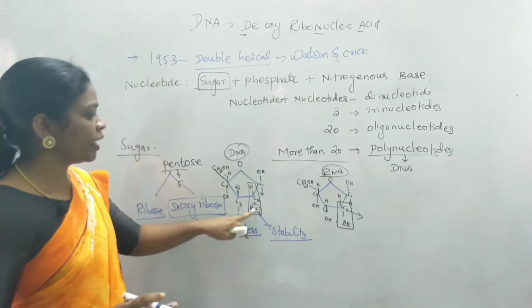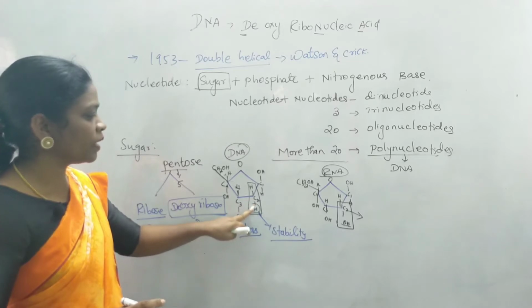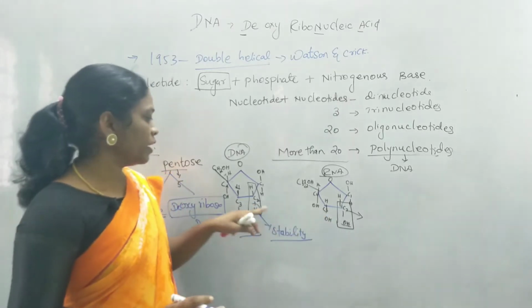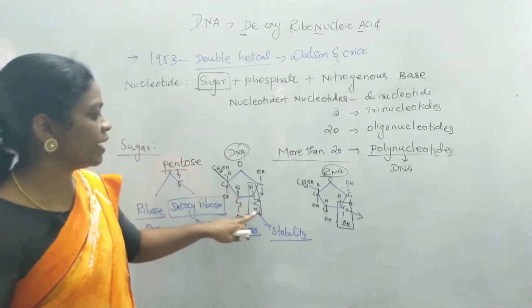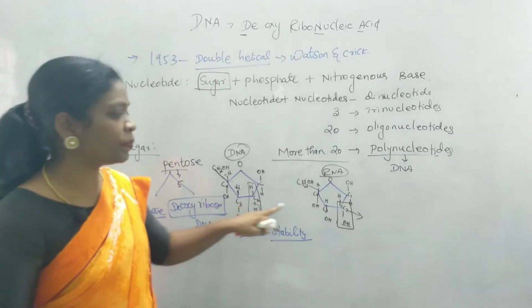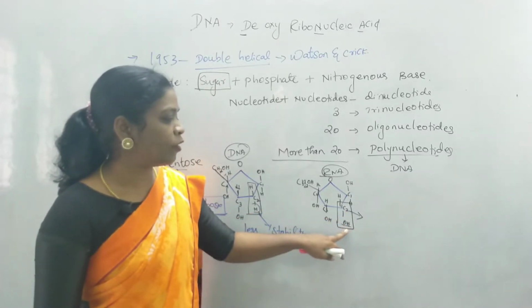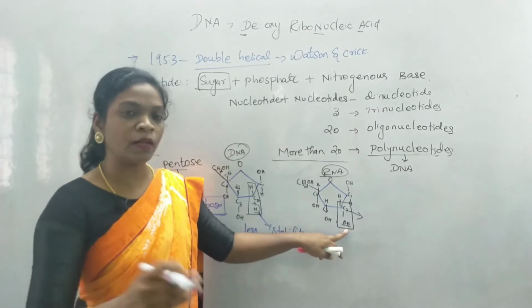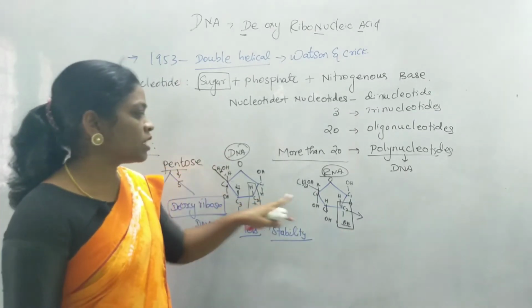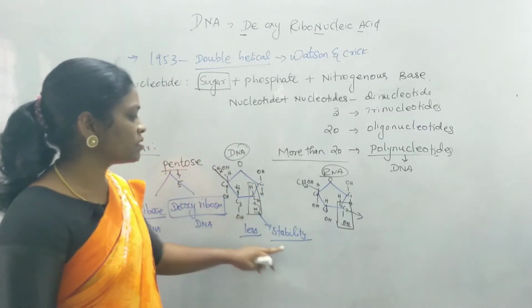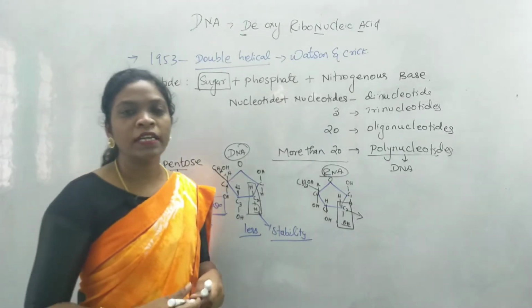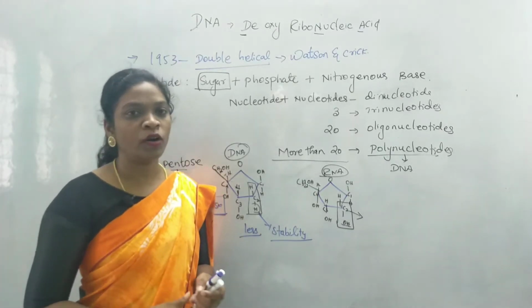Here you can find one hydroxyl group at the second carbon atom in RNA, but in DNA you find a hydrogen at the second carbon atom. In RNA one hydroxyl group is attached here, so one oxygen atom is higher when compared to DNA. So this structure gives DNA the stability to store genetic information in most living organisms.